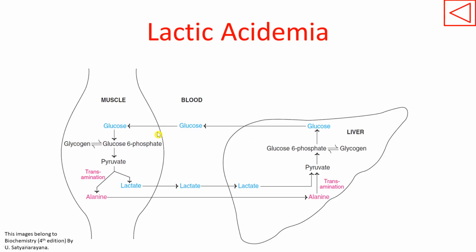In case of deficiency of glucose 6-phosphatase enzyme, glucose 6-phosphate within our liver will not get converted into glucose. As a result, the concentration of lactate in our blood will increase. And if concentration of lactate in our blood increases, there will be occurrence of lactic acidemia.